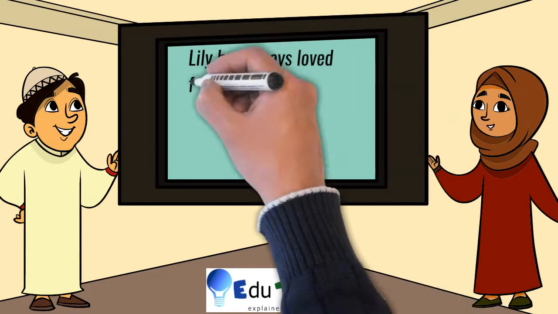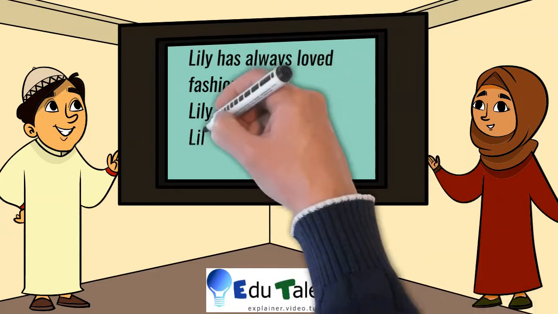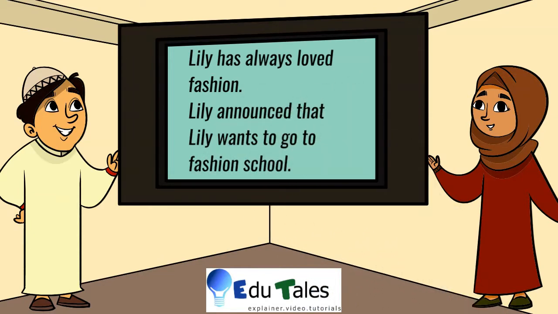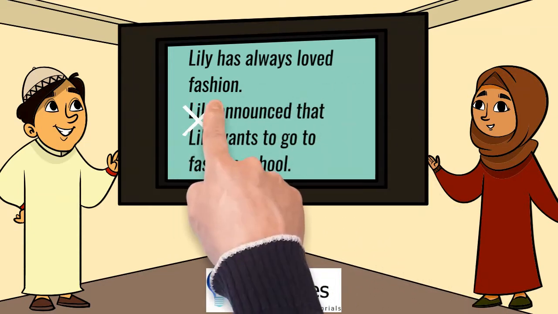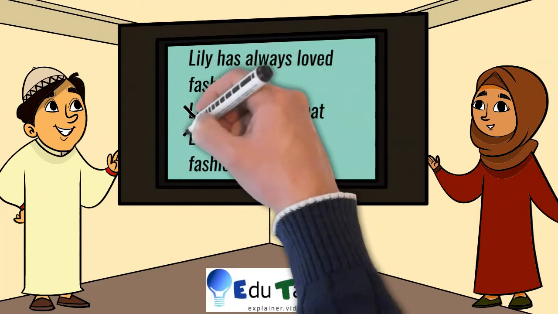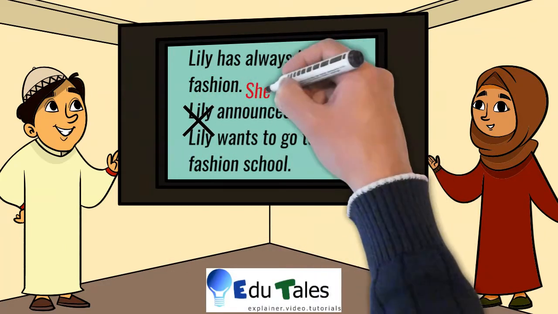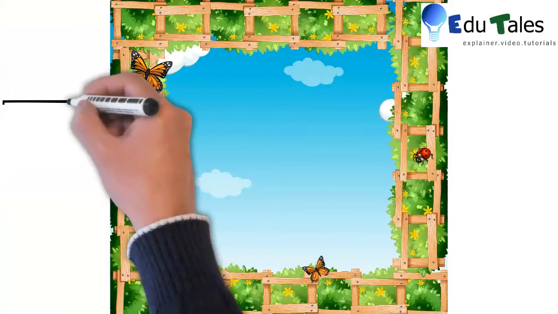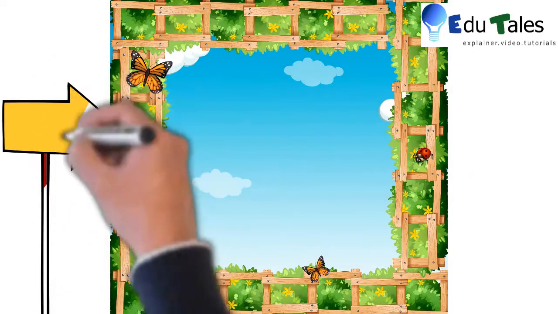For example, Lily has always loved fashion. Lily announced that Lily wants to go to fashion school. Here, we need to replace the noun Lily with the word she. Here, she is a pronoun. Now, let's understand types of pronoun.